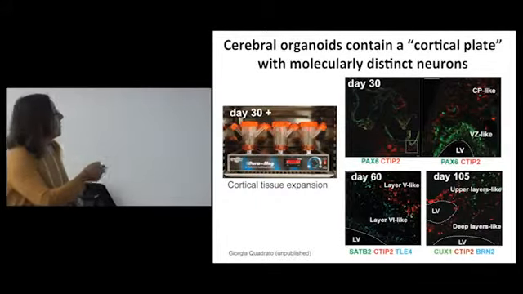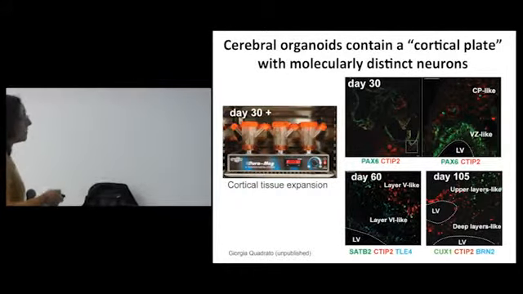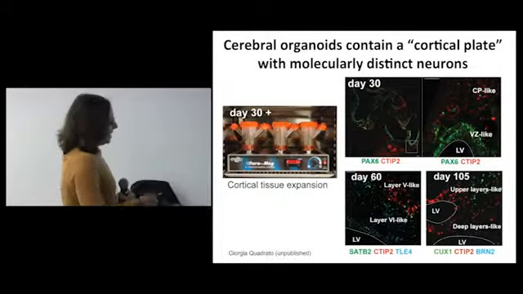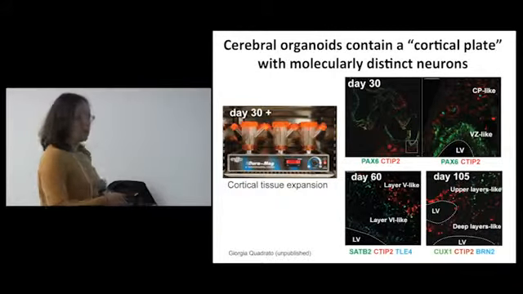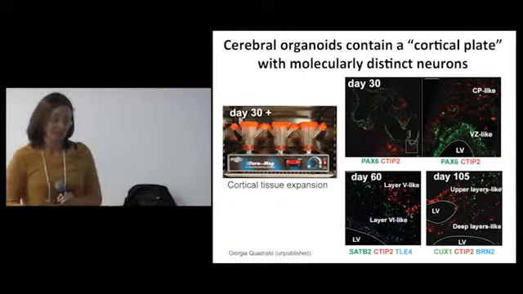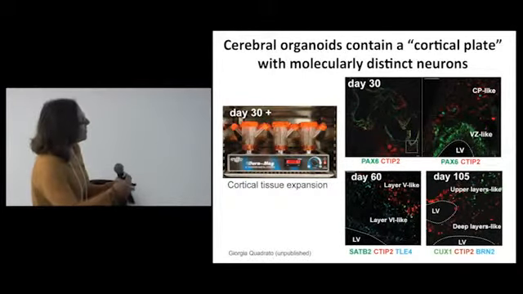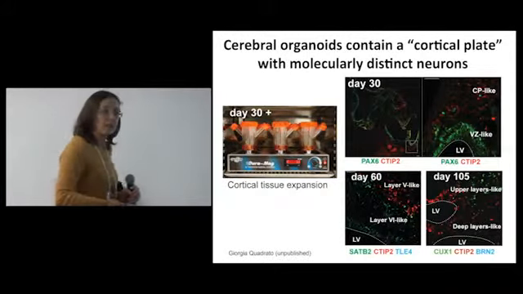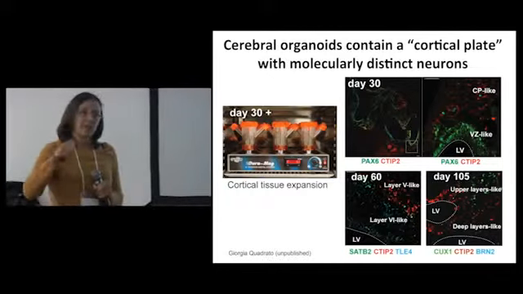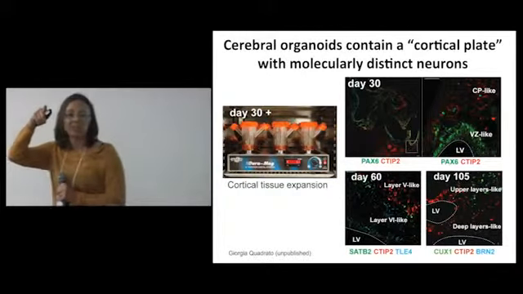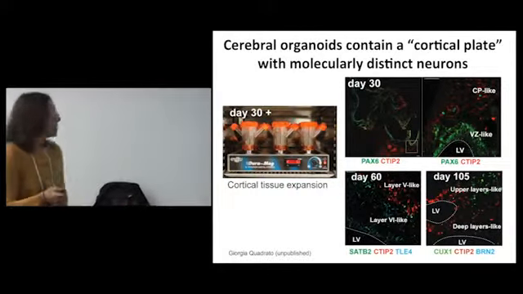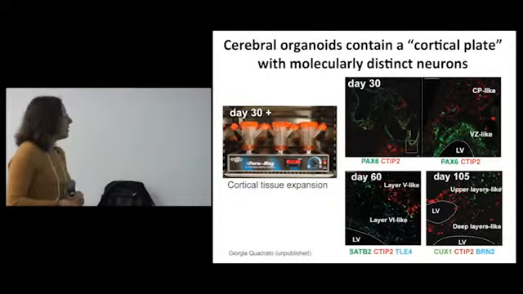And then you can grow them for much longer. This is day 105. We're still spinning them for many, many months. And you can stain them for the same markers that label specific classes of projection neurons, for example, in the normal cortex. It's hard for you to see here, but they form these beautiful progenitor layers and a cortical plate-like structure. And within this structure, we begin to see upper layer-like neurons and deep layer-like neurons. In some of the organoids, we see interneurons migrating from ventral structures up to the cortex. So it's recapitulating a process of cortical development.